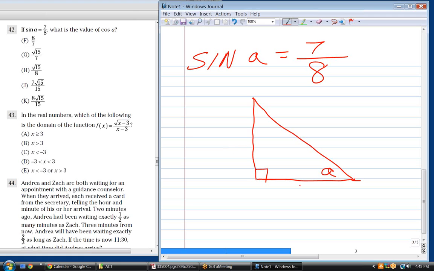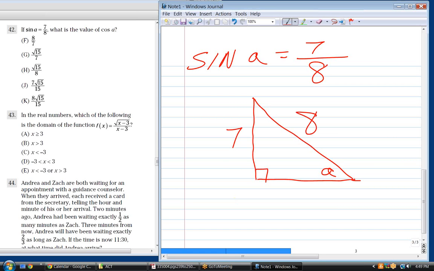Which sides? Oh, you can do the hypotenuse, which is 8. In other words, when they say the sine of angle A is 7/8, that means that side is 7 and that side's 8. Oh, okay. Yeah, I kind of did the Pythagorean theorem in my head already. It's the opposite over the hypotenuse.